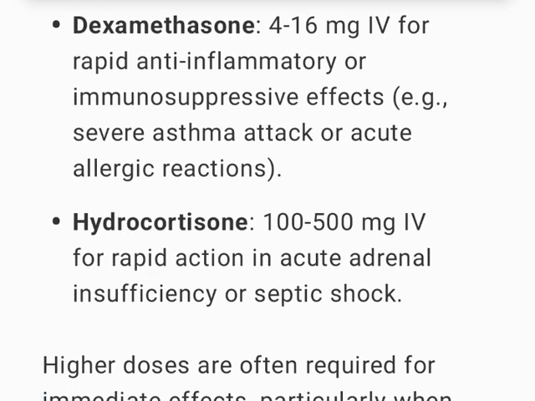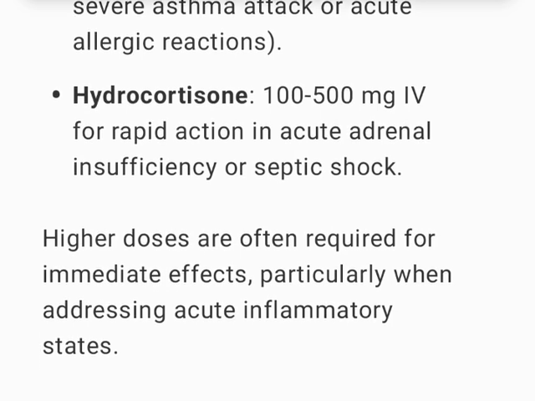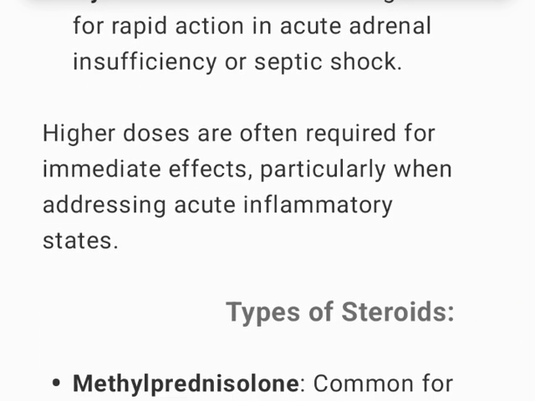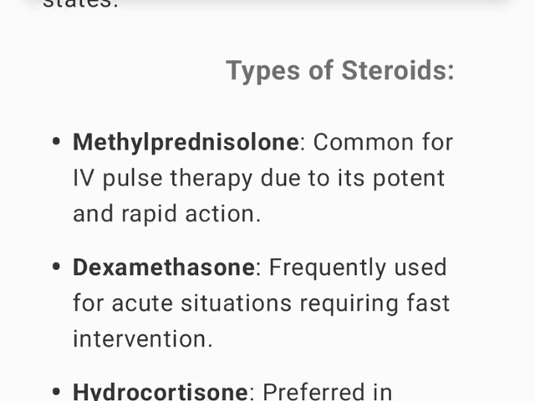Dexamethasone, 4 to 16 milligrams IV for rapid anti-inflammatory or immunosuppressive effects, e.g. severe asthma attack or acute allergic reactions. Hydrocortisone, 100 to 500 milligrams IV for rapid action in acute adrenal insufficiency or septic shock. Higher doses are often required for immediate effects, particularly when addressing acute inflammatory states.